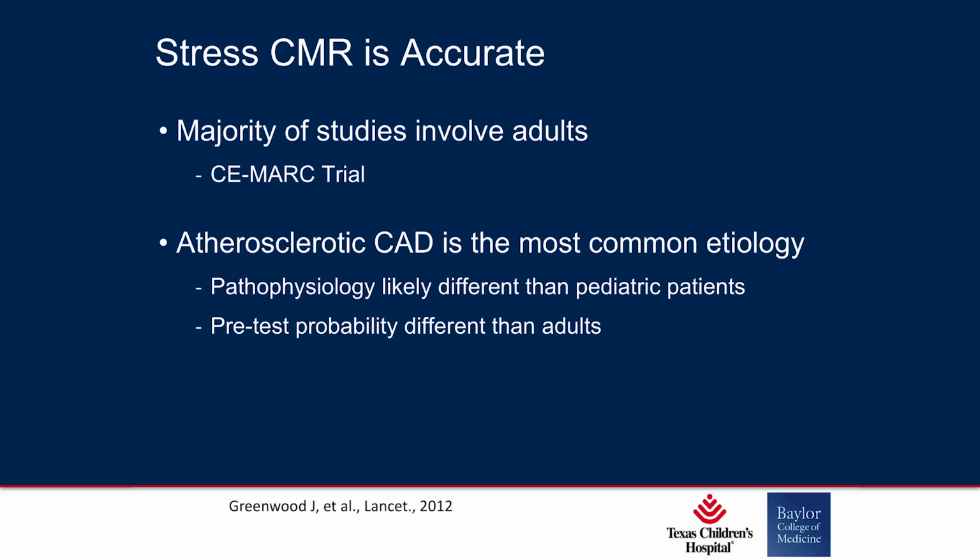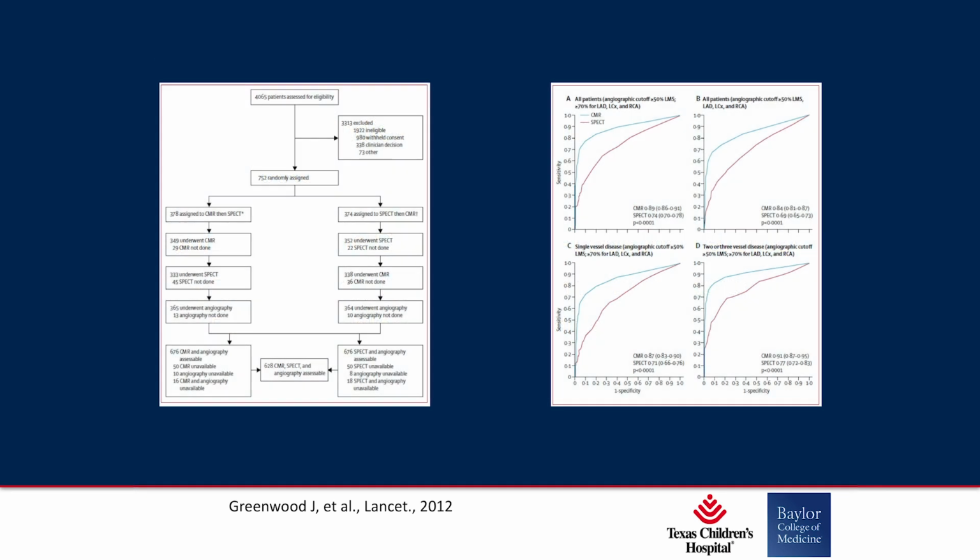One of the landmark trials was the CMARC trial, in 2012 in Lancet, which was compared to SPECT and showed that in single vessel and multi-vessel disease, the stress MRI with pharmacologic stress by adenosine performed better than SPECT in terms of sensitivity as well as negative predictive value.